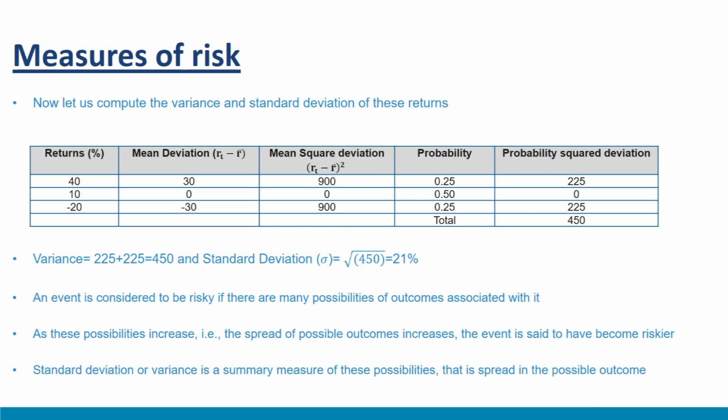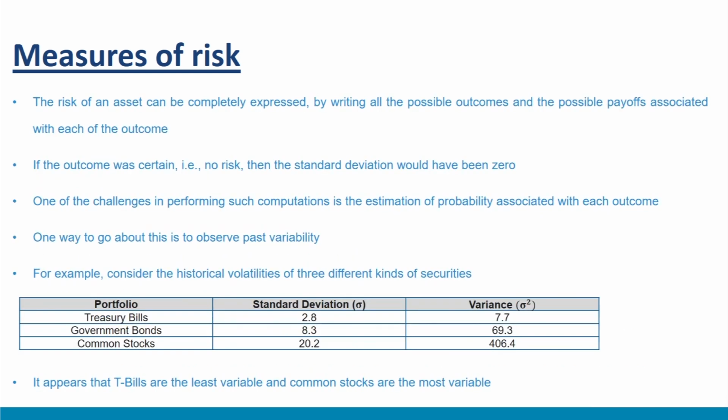For example, if there was one sure shot outcome of our coin tossing game, that is one single possibility, whether positive or negative, we would have said that there is no risk with this event. Thus, one way to define risk is that there are various possible outcomes in an event. In a similar manner, the risk of an asset can be completely expressed by writing all the possible outcomes and the possible payoffs associated with each outcome. These outcomes are summarized using the variance or standard deviation measure. If the outcome was certain, that is no risk, then the standard deviation would have become 0. The positive value of the standard deviation precisely indicates this uncertainty.